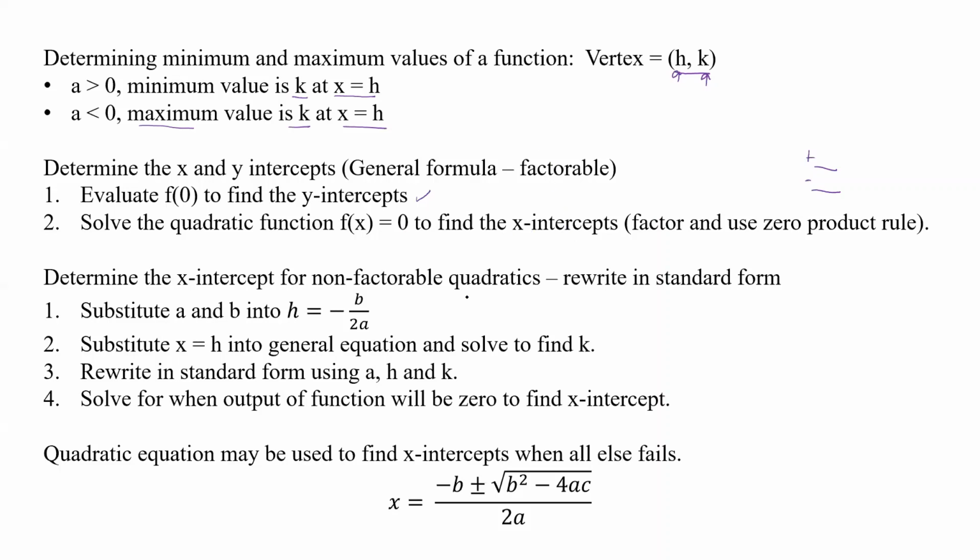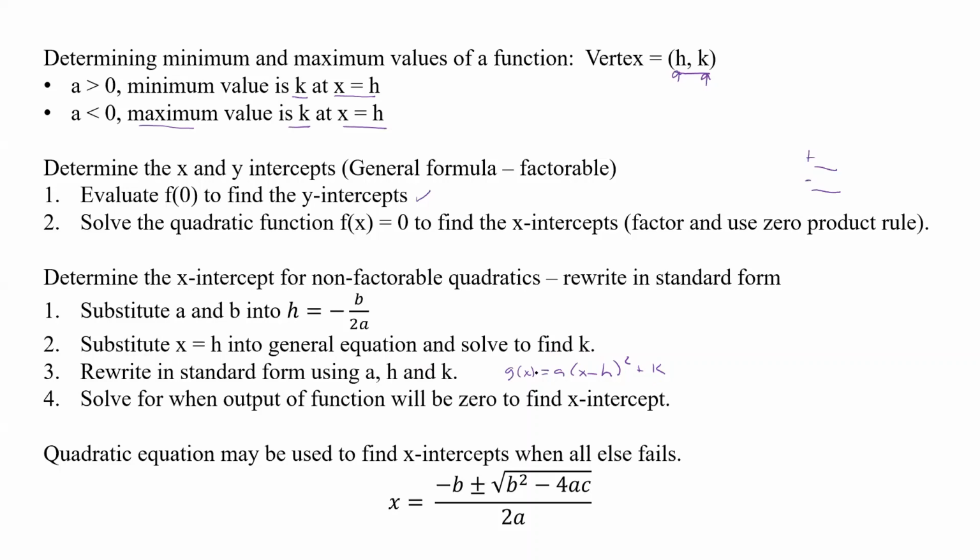Now, if it's not factorable very well, and in some cases that's the case, what we can do is determine the x-intercepts by first rewriting in standard form. Okay, so how do we do that? Well, we substitute a and b into h equals minus b over 2a like we've been doing. We substitute h into the general formula and solve for k. Then we rewrite in standard form using a, h, and k. And then the key difference here is once we have it into g of x equals a times (x minus h) squared plus k, we're going to set this equal to 0, and we're going to solve.